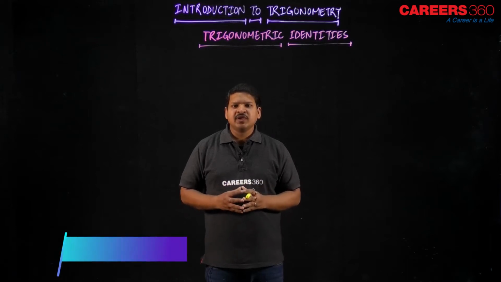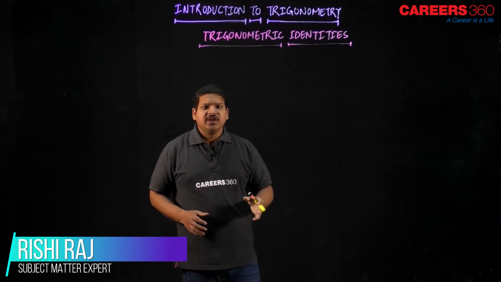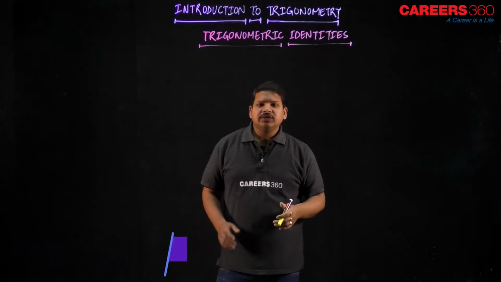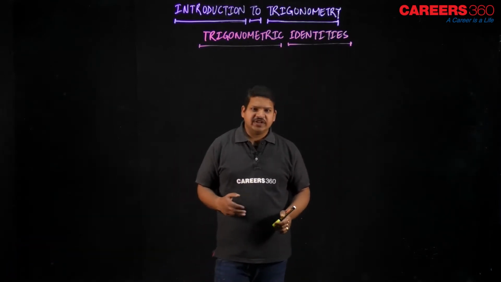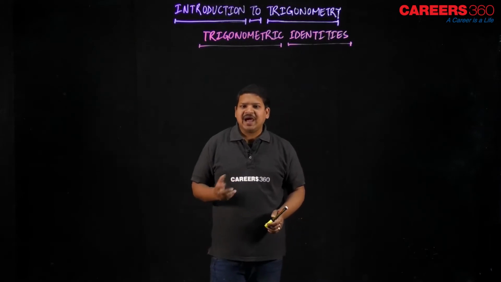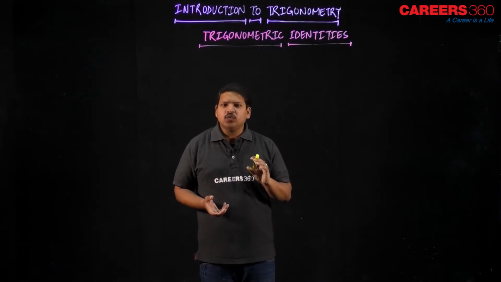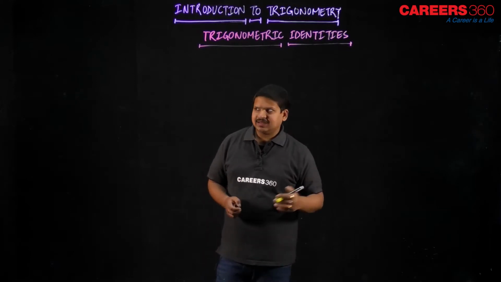Welcome back everyone. So in this session we are going to understand about trigonometric identities. See, identities are the equations which are true for all the values of the variable. If in this case we are talking about some angle, then identities are the equations which will be true for all of such angles, right?